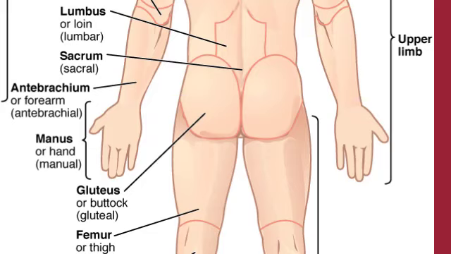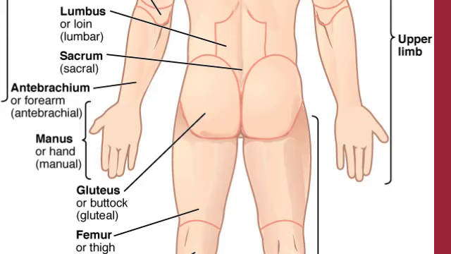And in this part of the posterior view of the body, we have lumbus or loin, or what we call the lumbar. We also have sacrum or sacral, and the last one is the gluteus or buttock, or what we call the gluteal.